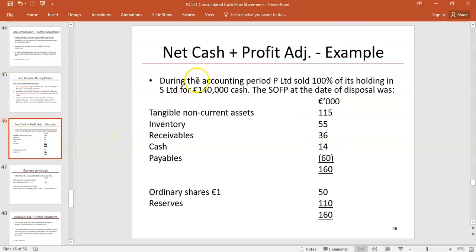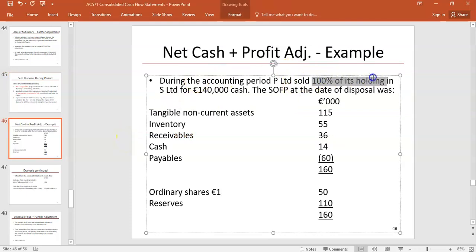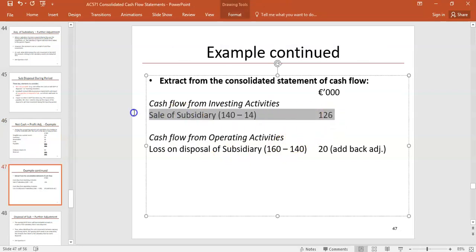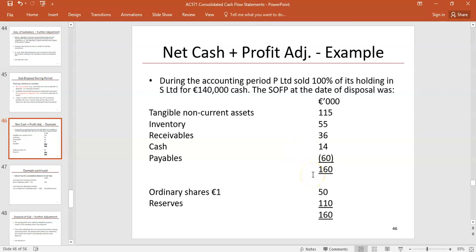You're told here, during the period, P sold all of its holding in the subsidiary for 140,000 in cash. And this was the SOFP at the date of disposal. Well, the first thing is, what's the net cash proceeds? Well, your net cash proceeds here, if you look at it, you're getting 140 in, but you're giving away 14 on the balance sheet of the subsidiary. So the net cash inflow in investing activities would be 126. 140 less your 14. And that will go straight in as an item in your statement of cash flows.